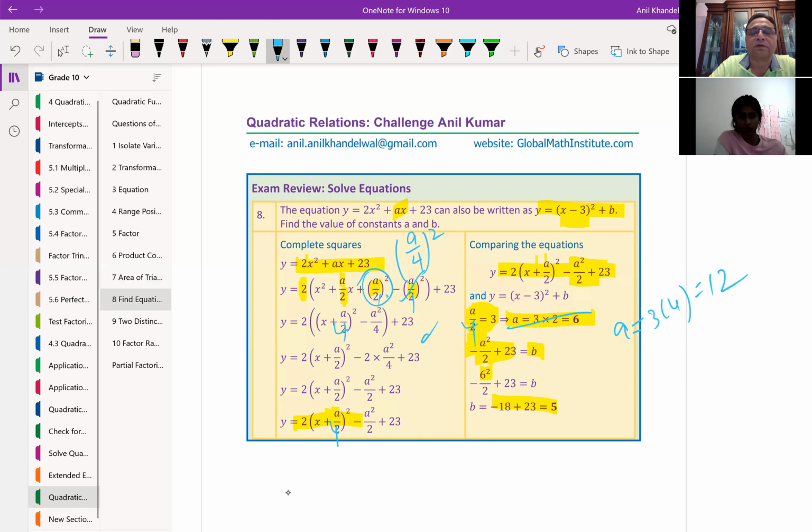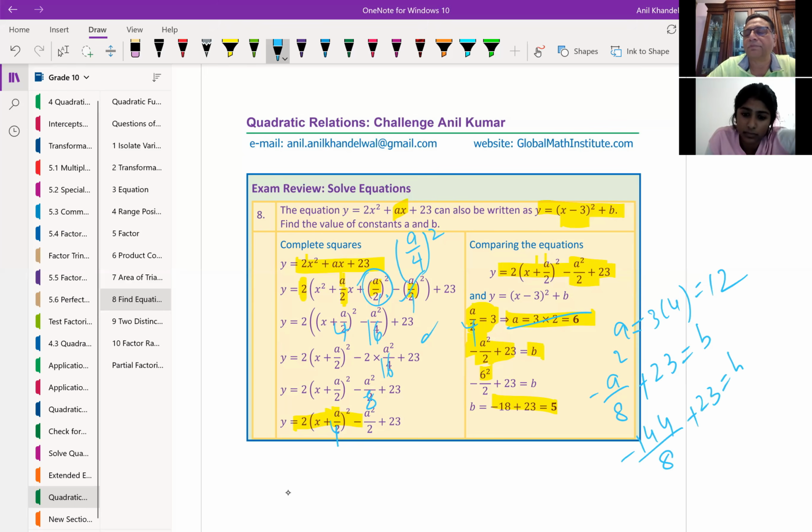When you do square of 4 it will be 16, right? When you multiply it will be 8. So we have minus A square over 8 plus 23, and that equals B. When you plug in 12 here, you get minus 144 over 8 plus 23 equals B. You can now find B from here.